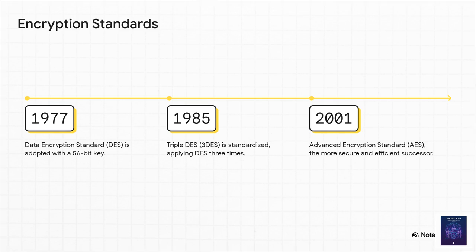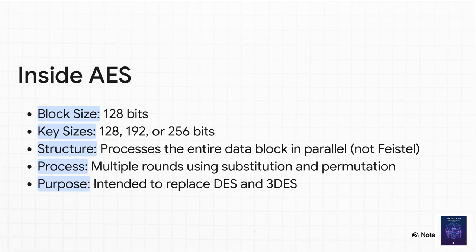But the real game changer landed in 2001, AES, the Advanced Encryption Standard. It wasn't just a patch, it was a brand new design, built from the ground up for serious security and speed. So what makes AES the king of the castle? Well, for one, it supports much longer keys, up to 256 bits, making it practically impossible to brute force. And you'll see it's not a Feistel cipher like the older ones. All that really means is that instead of splitting the data up and processing it in pieces, AES juggles the whole block of data at once in every single round.